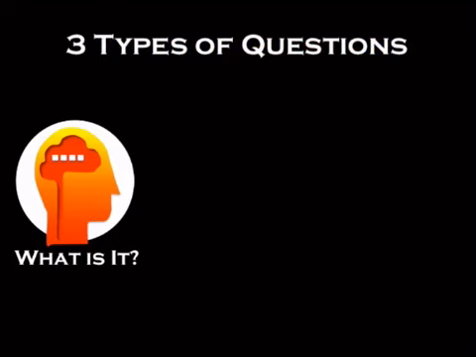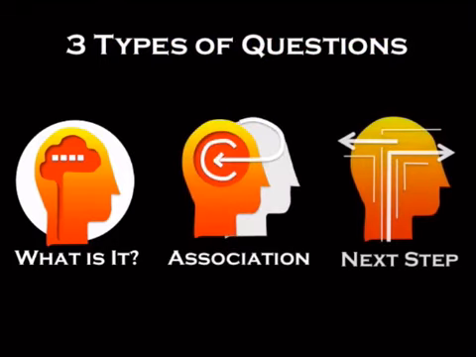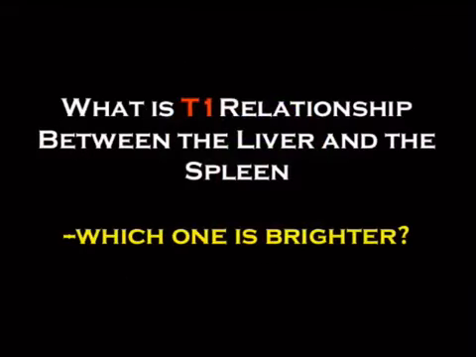So just like in the pancreas module, multiple choice questions for radiology tend to fall in these 3 basic categories. So let's start with a sequence question. What is the T1 relationship between the liver and the spleen? In other words, which one is brighter?